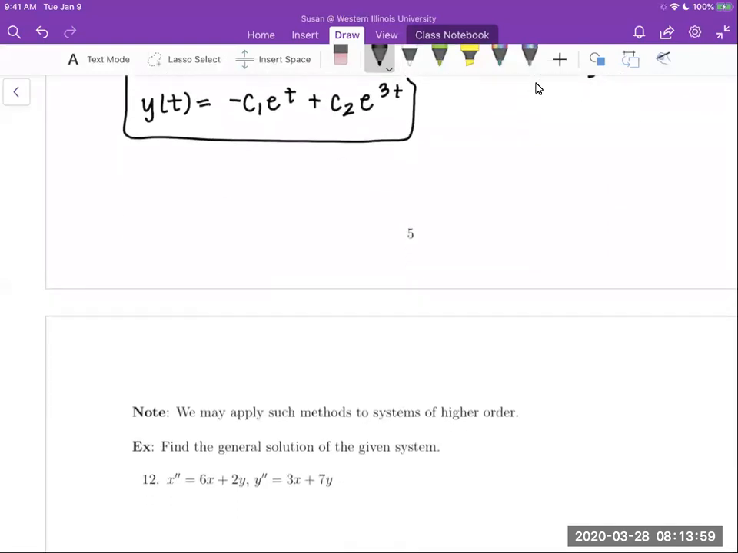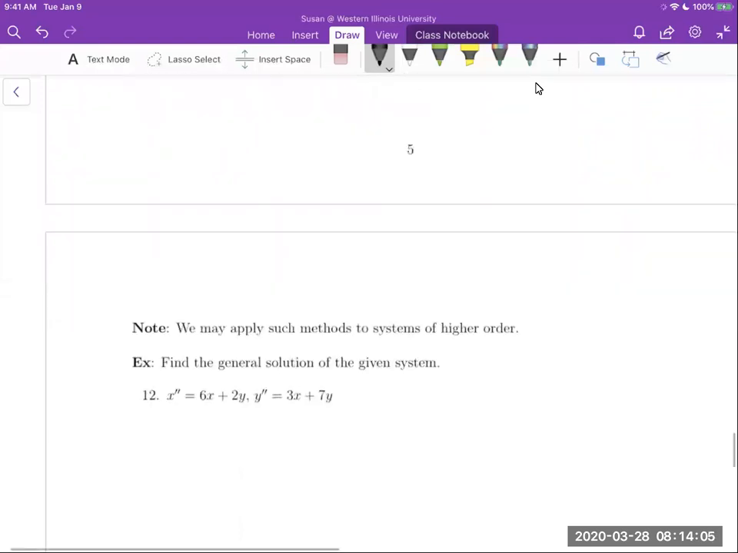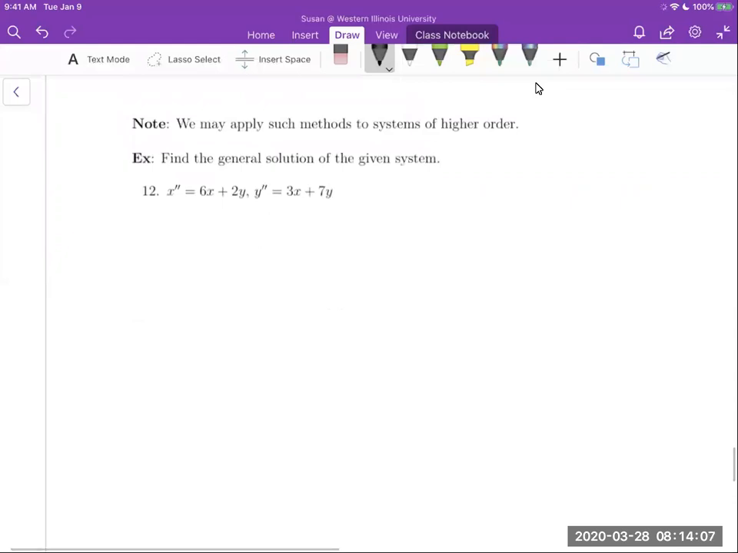So let's just take a look here at number 12. We want to find the general solution of this system. And again, the only difference here is that we're seeing second derivatives instead of just first. So this is a system of second order differential equations. But thankfully, we don't have any external f of t functions. So this should reduce to a homogeneous DE of higher order. Since we're starting with second order DEs, it's likely going to turn into a fourth order DE.